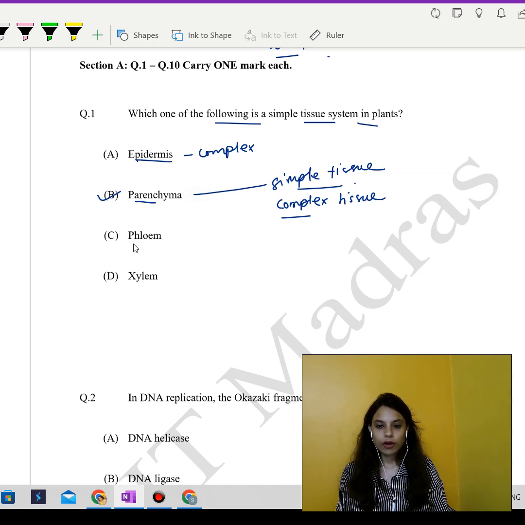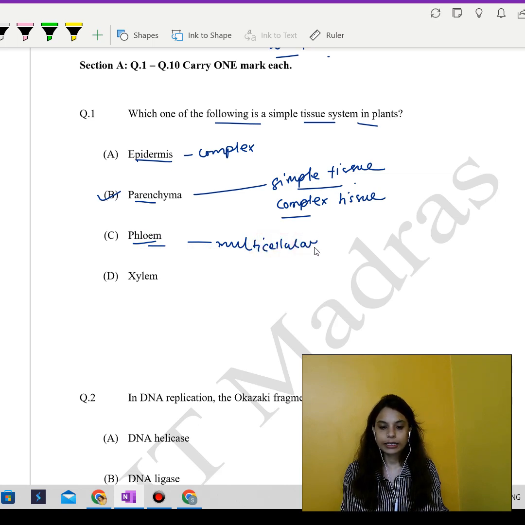Let's move over to option C, that's phloem. Phloem is a complex tissue along with xylem, and it forms the vascular system in plants. It comprises several cell types like the sieve tube elements, the companion cells, and the parenchyma, and they work together to transport dissolved organic materials like sugars and amino acids throughout the plant. Phloem is multicellular in nature and performs diverse functions, and hence it can be classified under complex tissue.